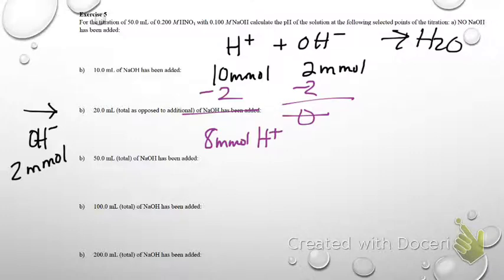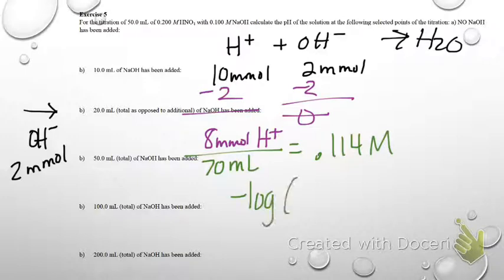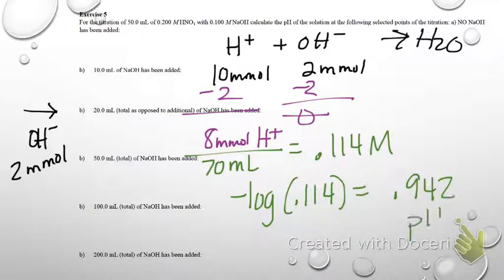So to get my pH, I need to convert that back to concentration. What is my new volume now? 70. Yeah, they're additive. 70 milliliters, which is going to give me 0.114 molar. Then I'm going to take the negative log of 0.114, and I'm going to get 0.942 is my pH. Guess what it would be if I added 30 milliliters? I would be subtracting 3 from 10. You see what I'm doing here?